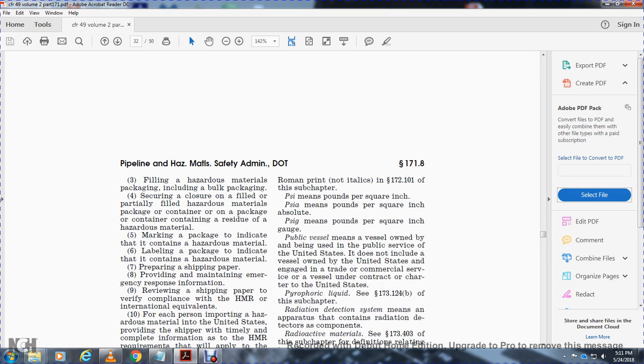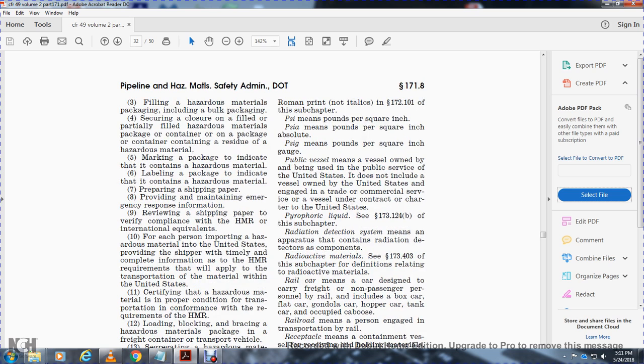Public vessel means a vessel owned by and being used in the public service of the United States. It does not include a vessel owned by the United States engaged in trade and commerce, or a vessel under contract with the United States. Radiation detection system, 173.124B, means the operative name of the radiation detectors as a component of the radioactive materials. See 173.403 of the subchapter for definitions relating to radioactive materials.